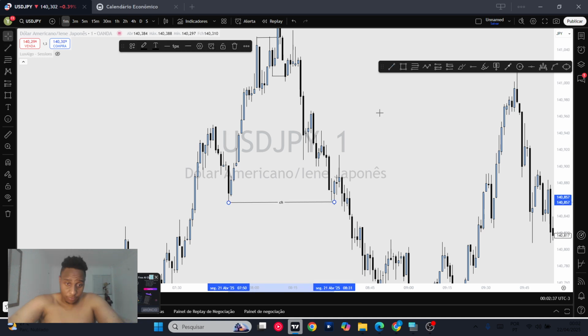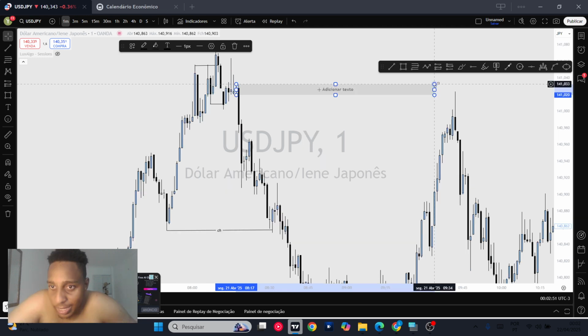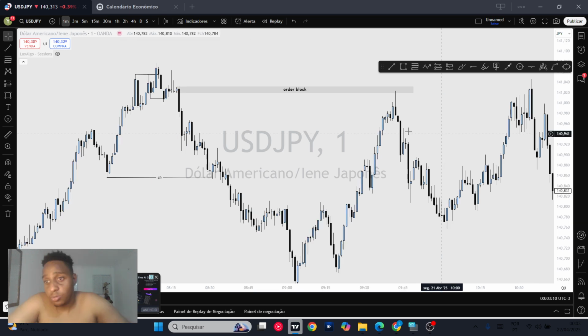If you are a patient guy, use your order block, a perfect order block, like Baby Pips taught us back in those days. This is a perfect order block. And then price rallied down all the way to this low right here. So this was a perfect entry.